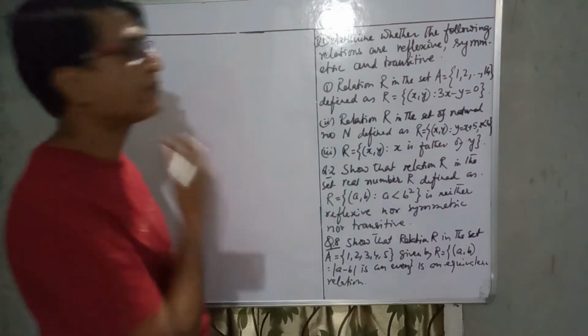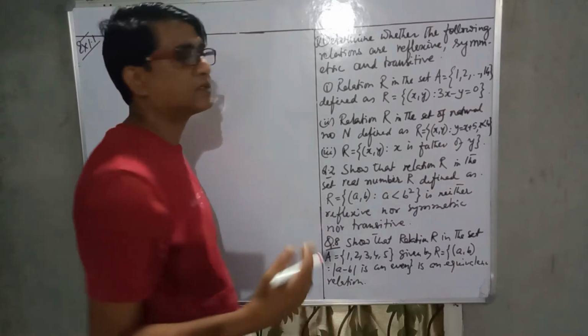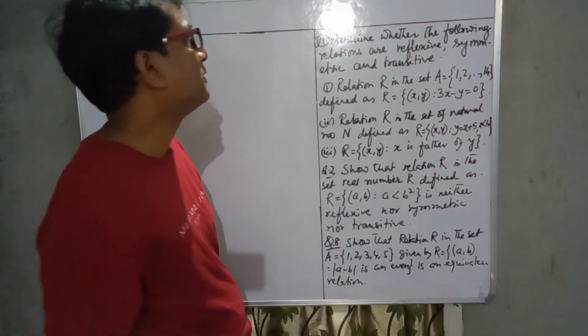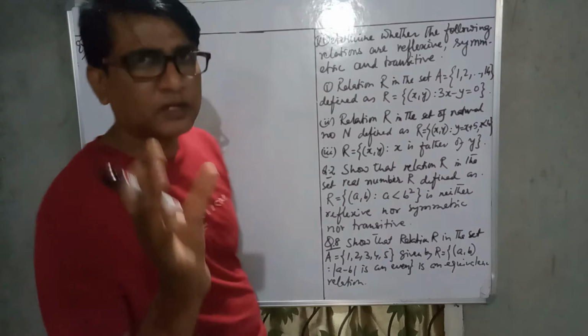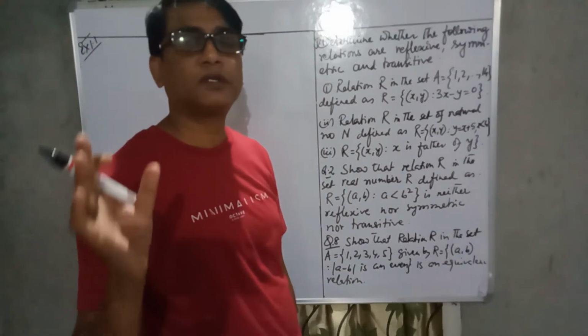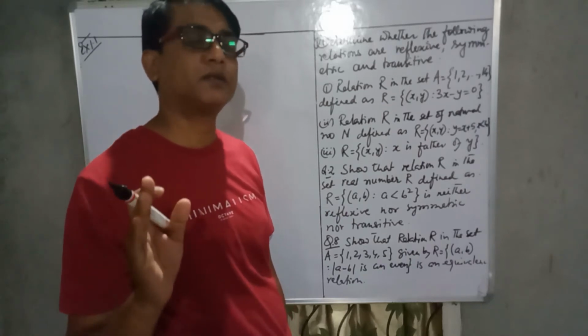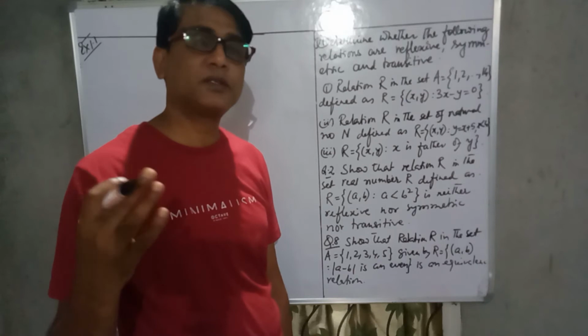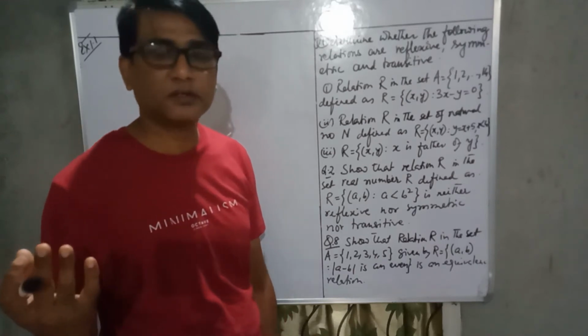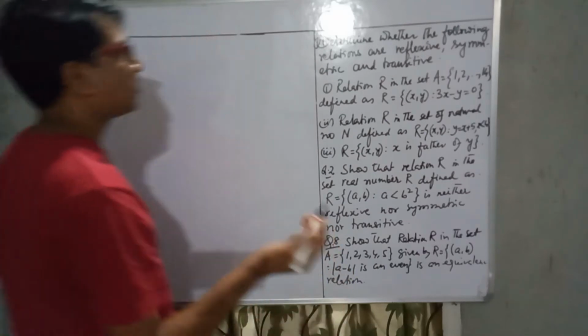Question number 1: determine whether the following relations are reflexive, symmetric and transitive. A relation is given and we have to determine whether it is reflexive, symmetric and transitive. For that, the basic concept we need is when the relation is reflexive, when it is symmetric and when it is transitive. So what is the given relation?